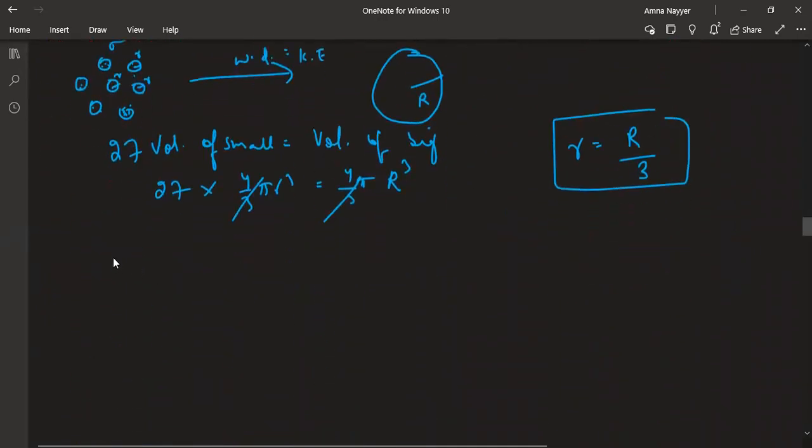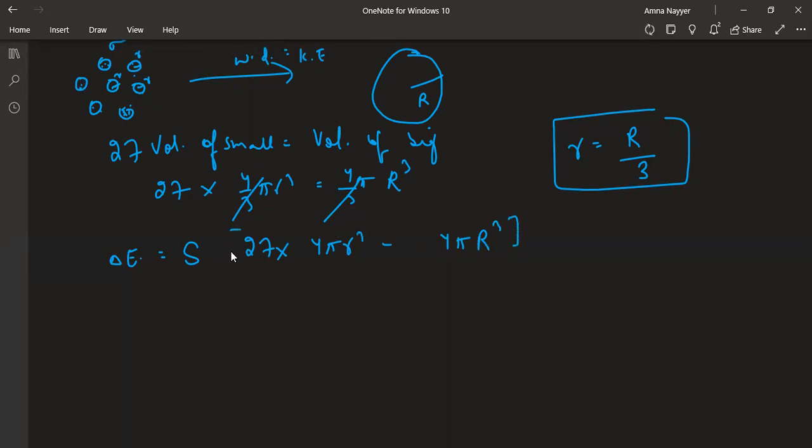We will not double the area this time. If you have to find out change in energy, we will not double it. So it will be surface tension into change in area. That is 27 into 4 pi small r cube minus 4 pi capital R cube. This will be the surface tension.